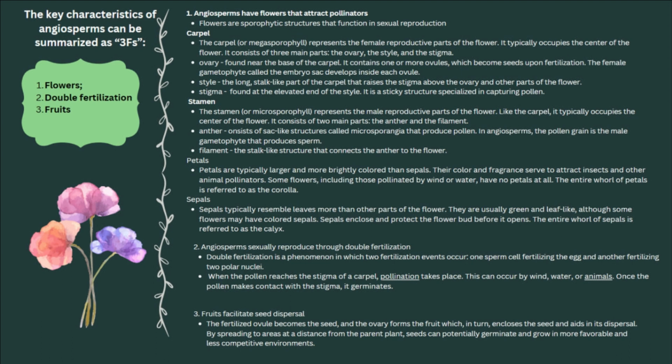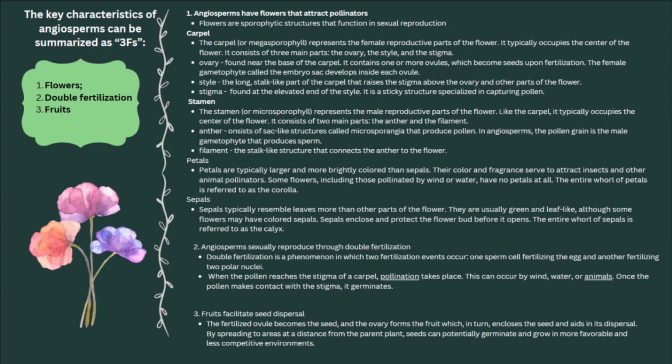I will explain more about the parts of the flower. Carpel. The carpel or megasporophyll represents the female reproductive part of the flower. It typically occupies the center of the flower. It consists of three main parts, which are the ovary, the style, and the stigma. Then, stamen. The stamen or microsporophyll represents the male reproductive part of the flower. Like the carpel, it typically occupies the center of the flower, and it consists of two main parts, which are the anther and the filament.